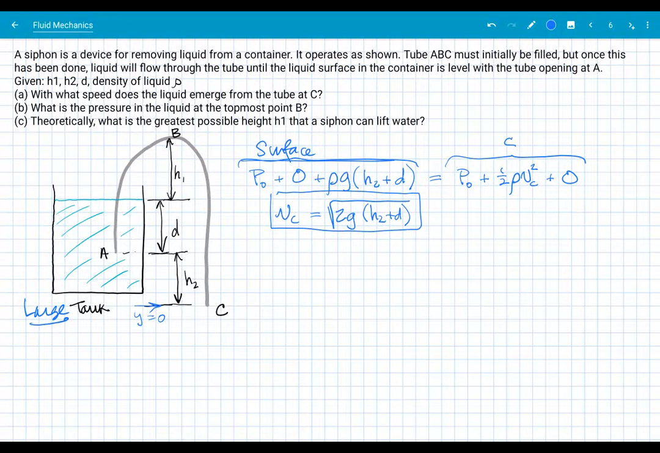And sometimes you can just say, all right, I'm just going to keep comparing different points and generating equations until I have enough equations to solve for what I want. Sometimes that's what you do. So now let's compare points B and C.